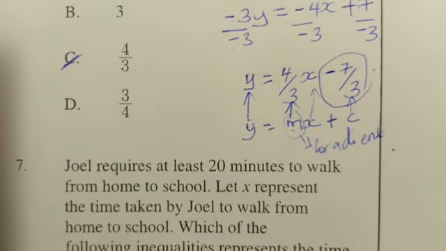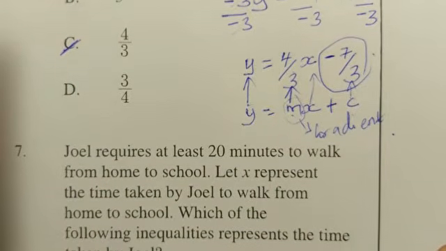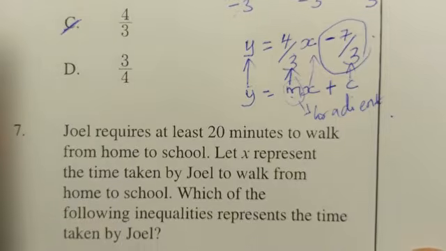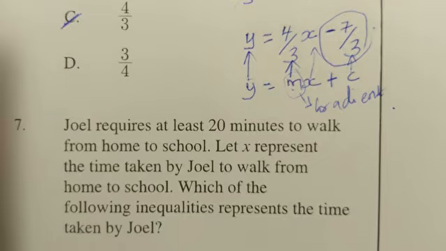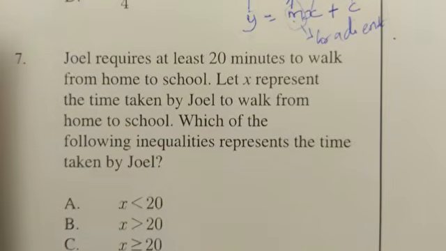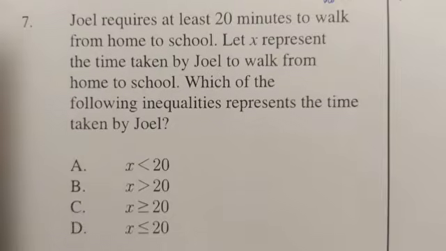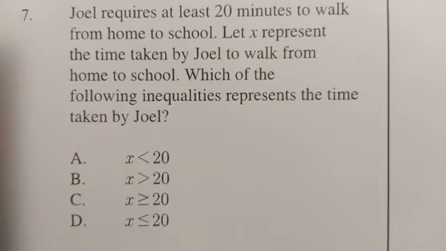Joel requires at least 20 minutes to walk from home to school. Let X represent the time taken by Joel to walk from home to school. Which of the following inequalities represents the time taken by Joel? Look at that. Yeah, so the question is fully depending on the answers.